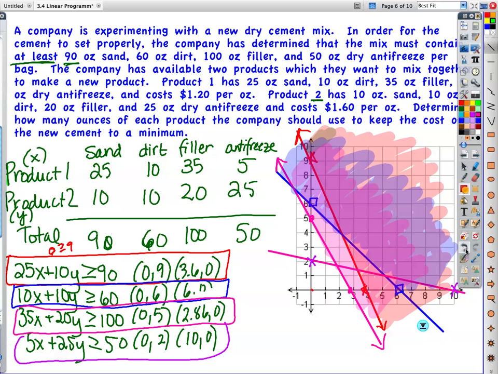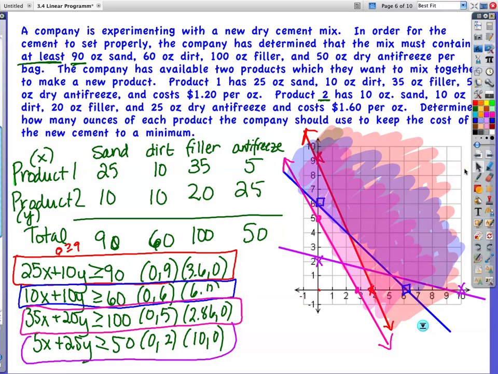You're like, Mrs. Talley, does it really matter what color? And I'm getting all particular about it, so yeah, I guess it does matter. There's my purple. I'll try again. Here it is. All right, and I would test 0, 0, and 0, 0 would be false, so I have to shade everything on the other side, and let's see, do I need purple again, and everything up above here.